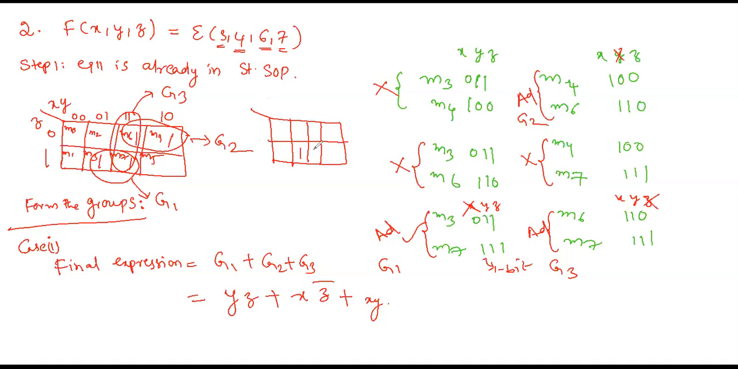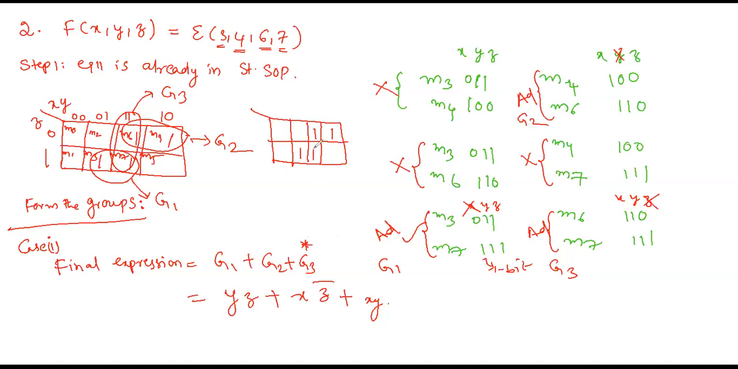Okay. 1, 1, 1, 1. See here, G3. Observe the G3. What this G3 is doing, it is already grouped minterms. In G3 we have two minterms, but those two minterms are already covered in G1 and G2. In G1 one minterm is covered, in G2 one minterm is covered. With already covered minterms, we formed another group.